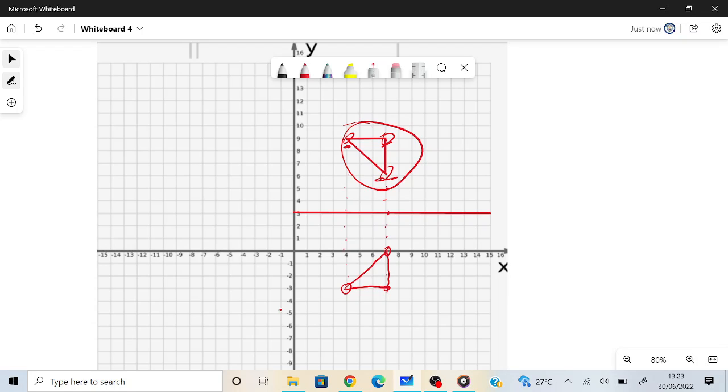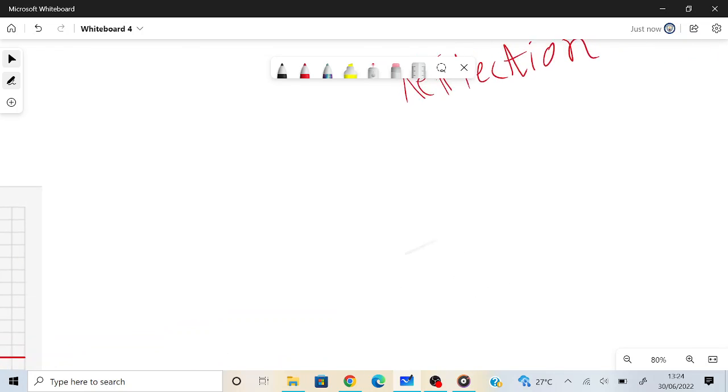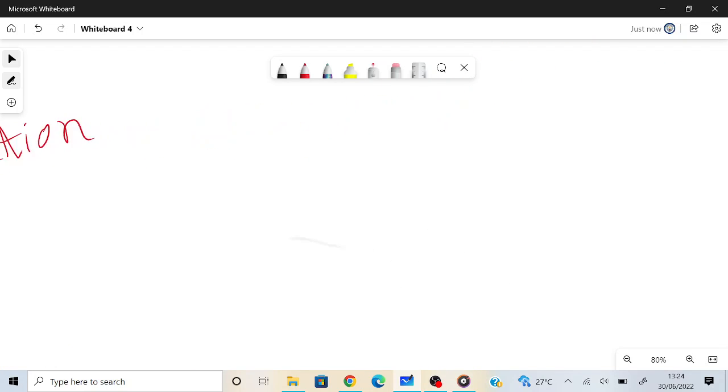So simply you can think of the line that they give you, which in this case is y equals 3, as your mirror, the mirror at which you have to reflect. Then you simply count the spaces from each vertex to the line, count the same amount of spaces on the other side, and then plot the point. So let's have a look at the first example.